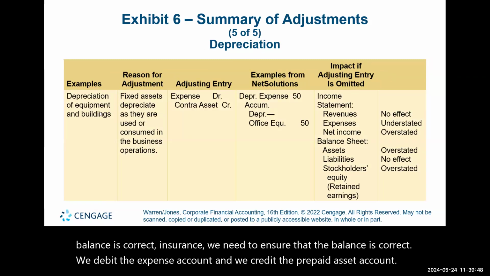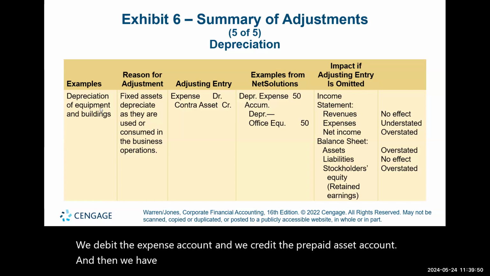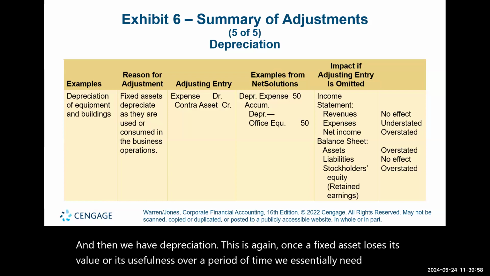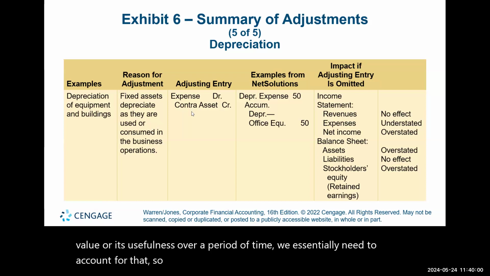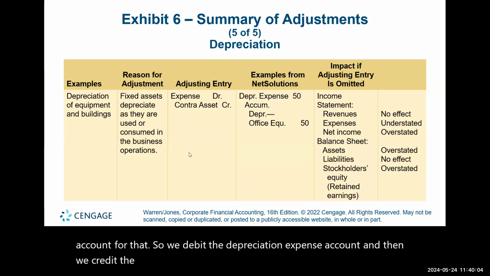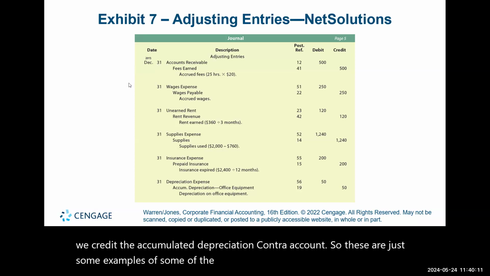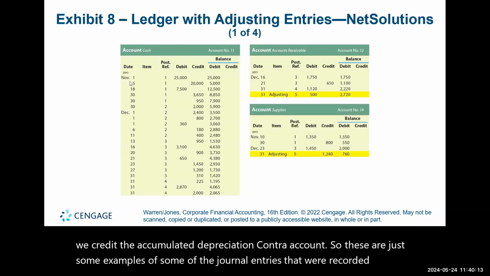And then we have depreciation. This is again, once a fixed asset loses its value or its usefulness over a period of time, we essentially need to account for that. So we debit the depreciation expense account, and then we credit the accumulated depreciation contra account. So these are just some examples of some of the journal entries that were recorded for Net Solutions.